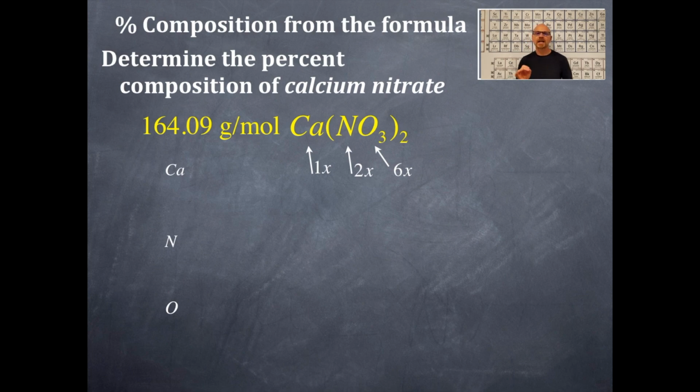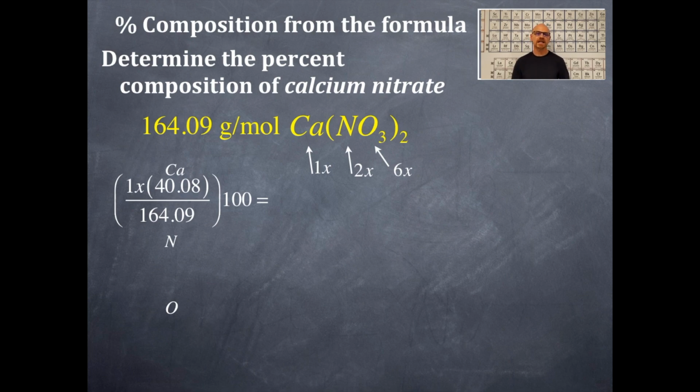Okay, so how many calciums are in here? 1. We're going to take the molar mass of calcium times 1, and that is my numerator term. My denominator term is the molar mass for the entire compound. That's the 164.09. So then I'm going to multiply by 100 because I want a percentage. So this is my setup. That is 1 calcium times its molar mass, which is 40.08, divided by the molar mass of the entire compound, 164.09, and then the whole thing multiplied by 100 because I want a percentage.